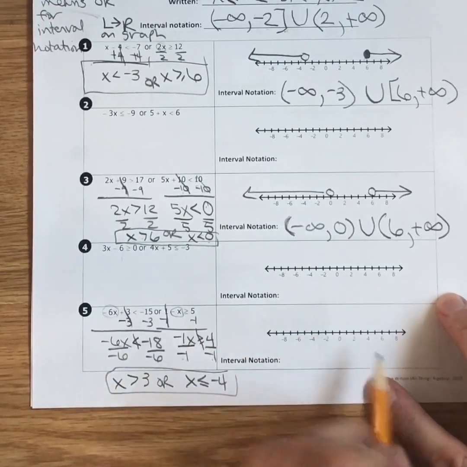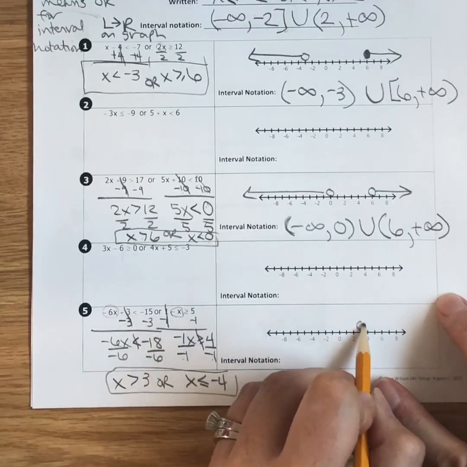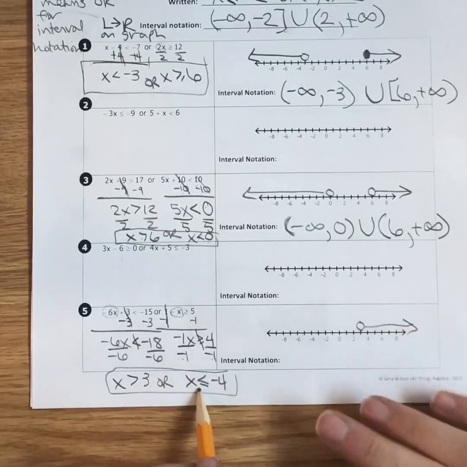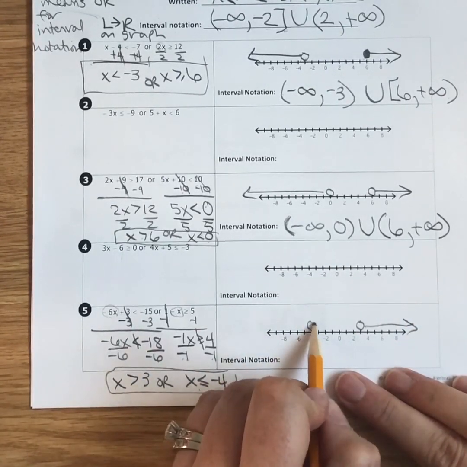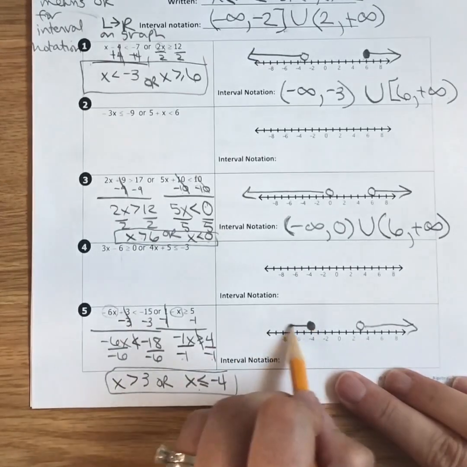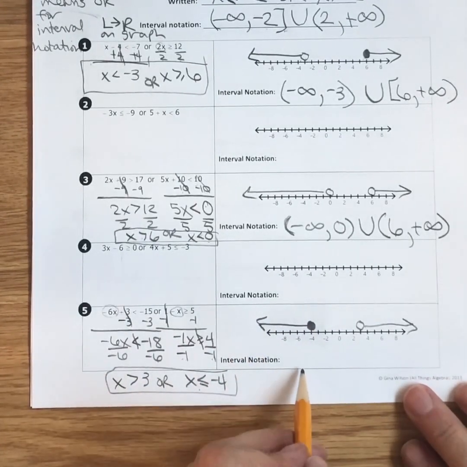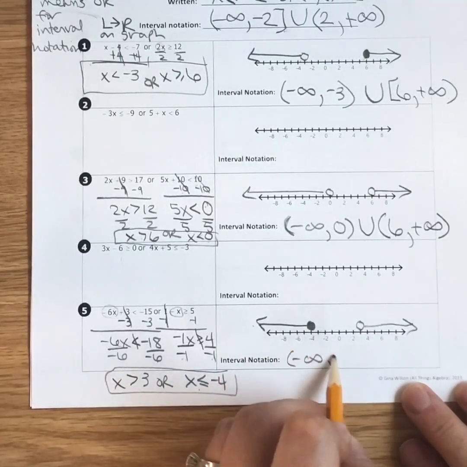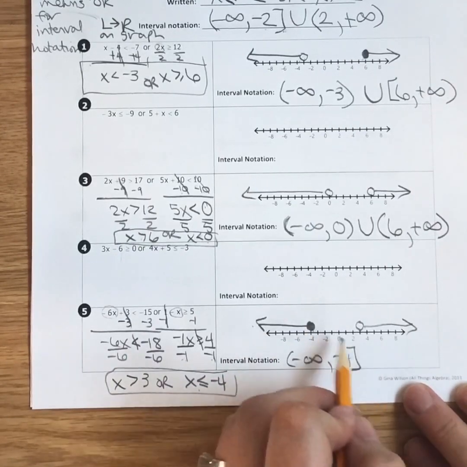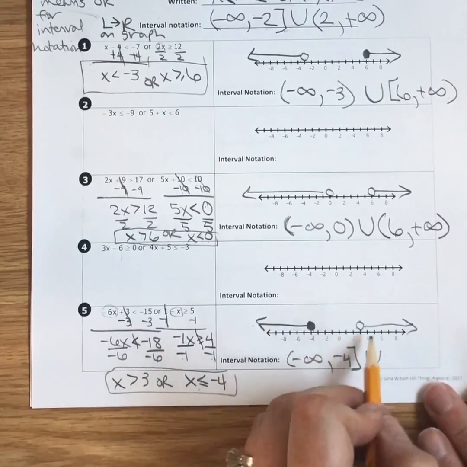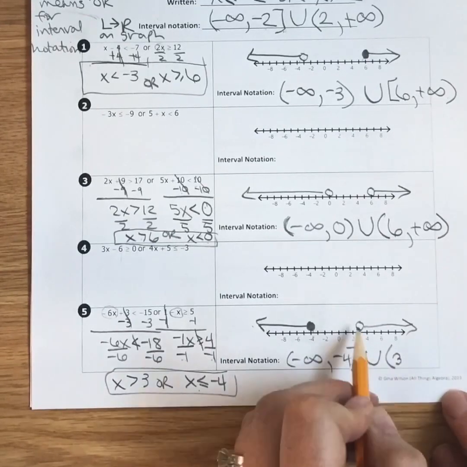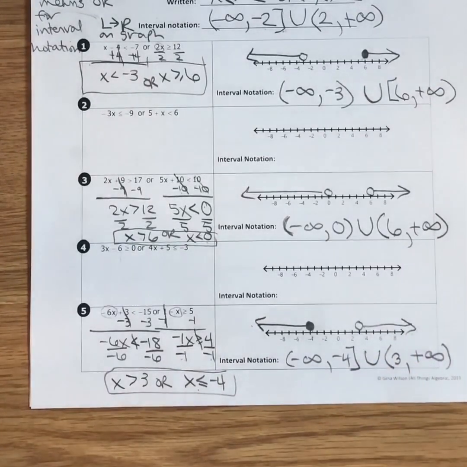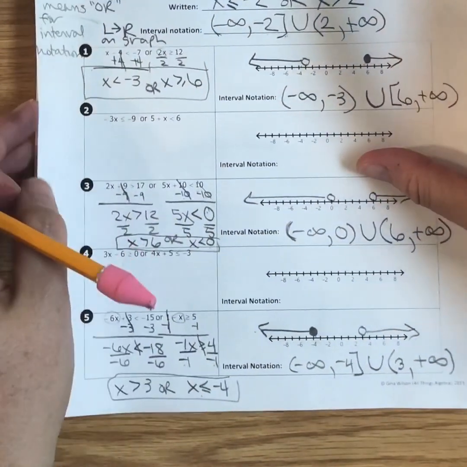So here's +3. We have an open point on +3, and we shade everything to the right. Now on -4, you do a solid point on -4, and you shade everything to the left. And then to write our interval notation from left to right, it goes from -infinity to -4, we use a square bracket for the solid point. The union is the "or," the gap. Then we have +3 with an open point, so it's a parentheses, all the way to +infinity, which is the arrow on the right. So go ahead and do 2 and 4 on your own.